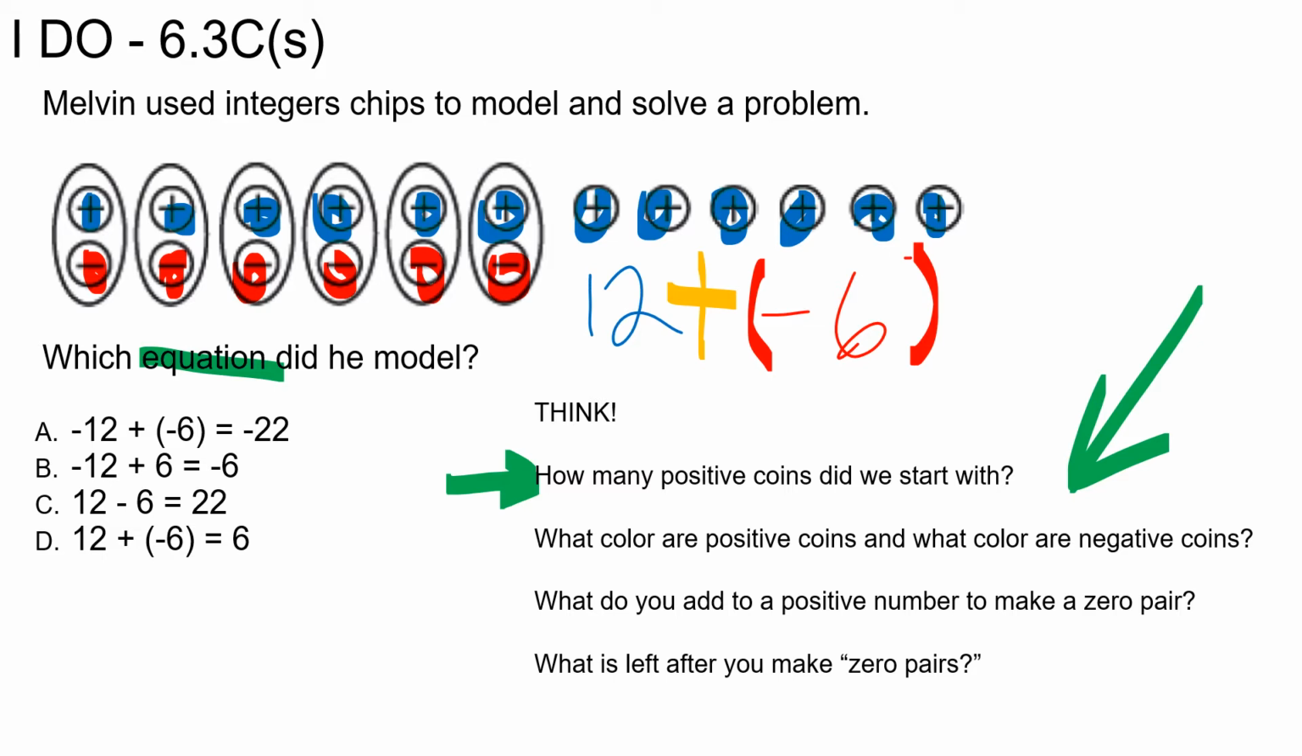So, based on our positive 12 integer, we know that A and B are out of the picture. And if we look at C and D, we have 12 minus 6, which we know is not negative 22. It should be positive 6. And so D is our correct answer.